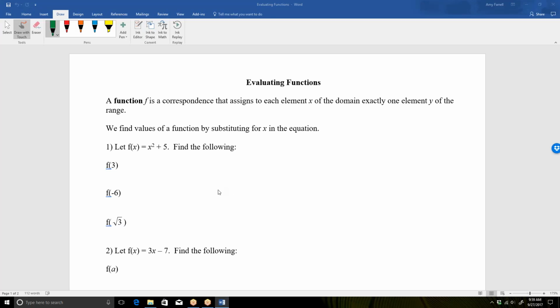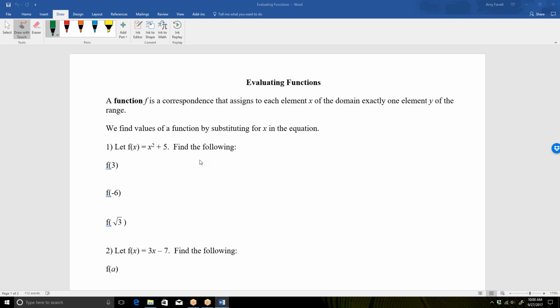All right, this video covers evaluating functions. At the top here, I have defined what a function is. It's a correspondence that assigns to each element x of the domain exactly one element y of the range.